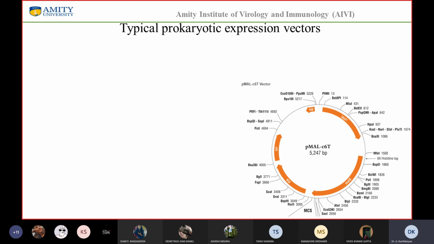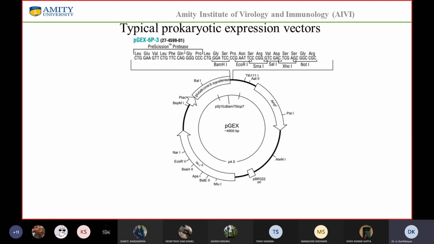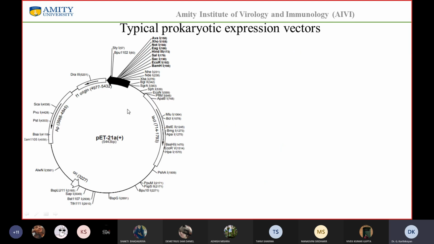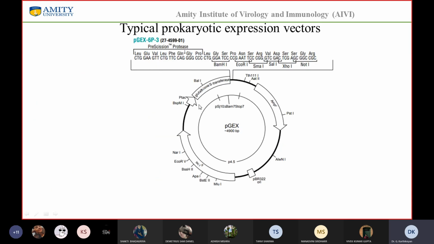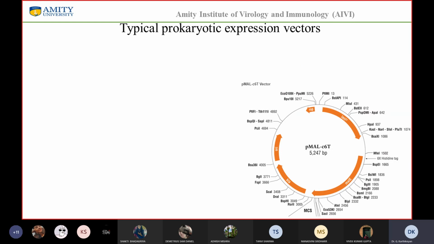It all depends on the promoter. For example, this one is driven by the T7 promoter. This is driven by the Ptac promoter, which is a hybrid of the tryptophan and lac promoters. In this case, it is the MAL promoter which drives the expression of your foreign gene of interest. So three different vectors, three different promoters driving the foreign gene of interest. Did I make it clear?